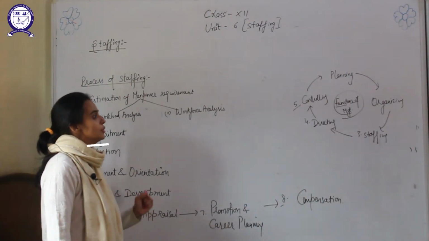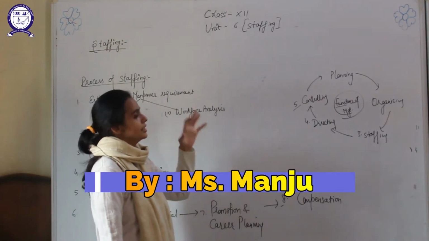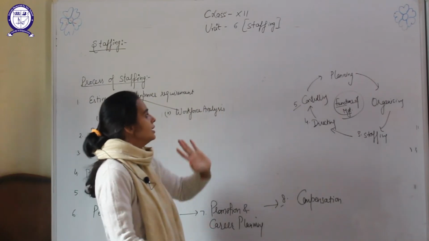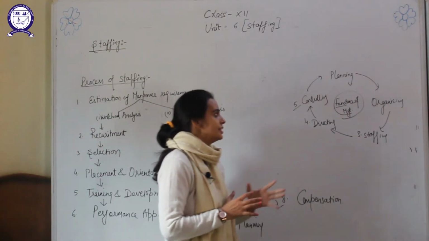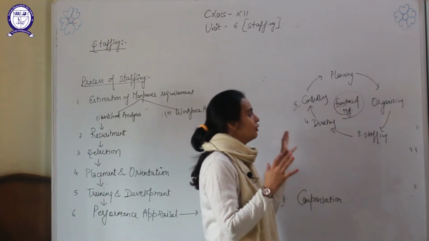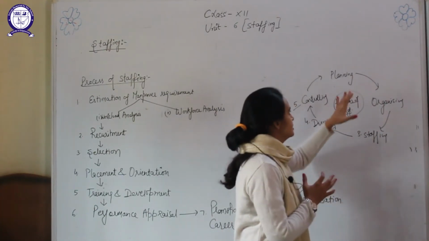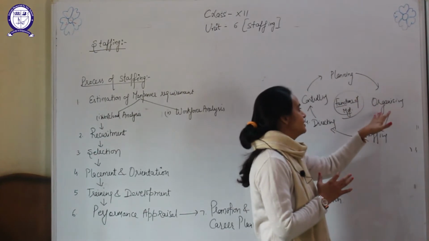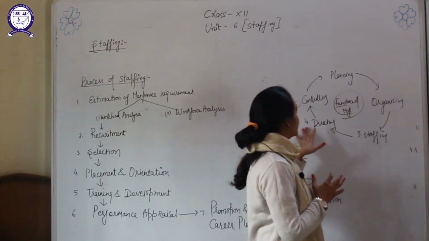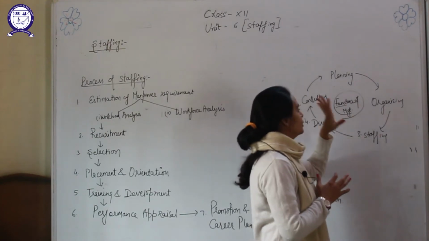Hello students, today we are going to start the next unit of business studies, which is the sixth unit of your syllabus, staffing. As we have already studied the five functions of management, management revolves around these five functions. The first is planning, the second is organizing, the third is staffing, the fourth is directing, and the fifth is controlling.